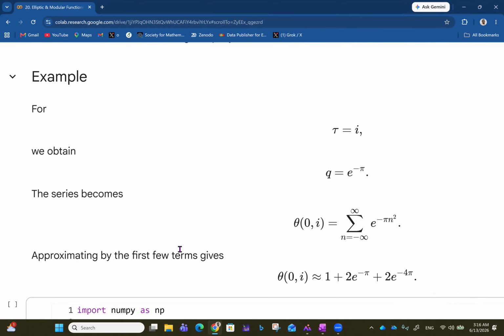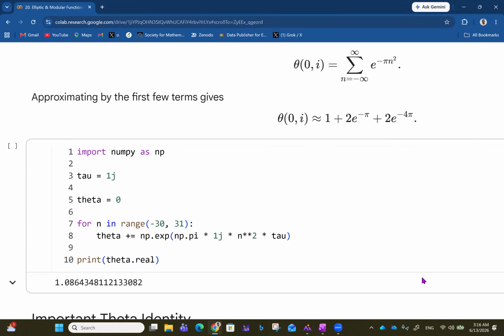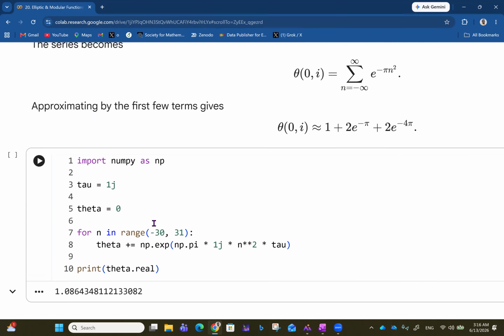So approximating by the first few terms gives theta of 0 comma i approximately, and it's just like expanding this whole thing up. So you have 1 plus 2 e raised to minus pi plus 2 e raised to minus 4 pi, and so on and so forth.